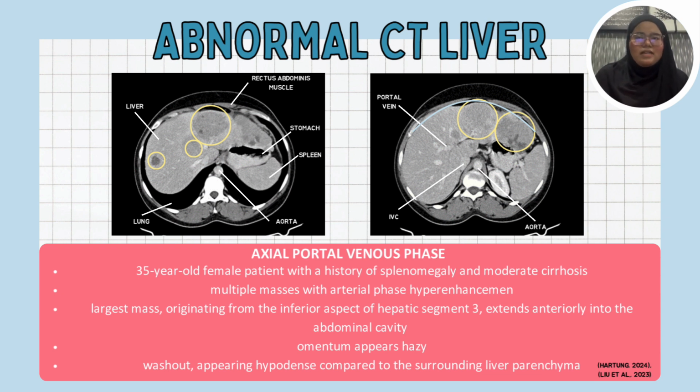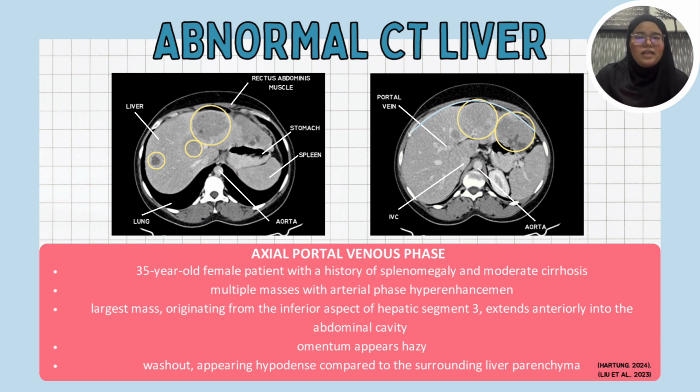The largest mass originating from the inferior aspect of hepatic segment 3 extended anteriorly into the abdominal cavity along the anterior inferior margin of the lesion. A few prominent abnormal varices are noted. And the omentum appears hazy, which is the blue line that I drew, where you can see the omentum appears hazy.